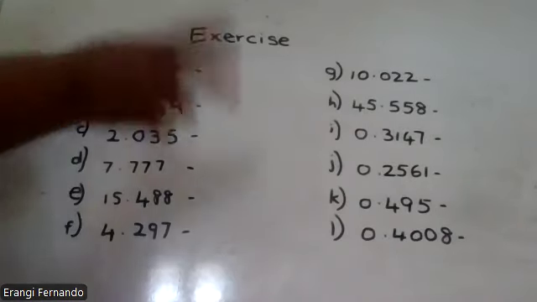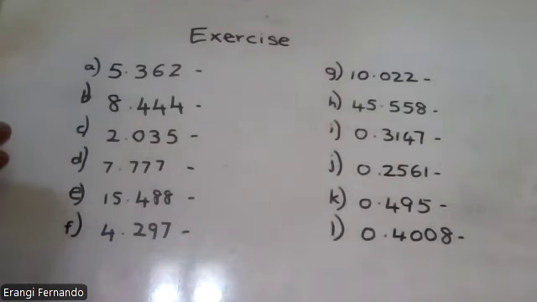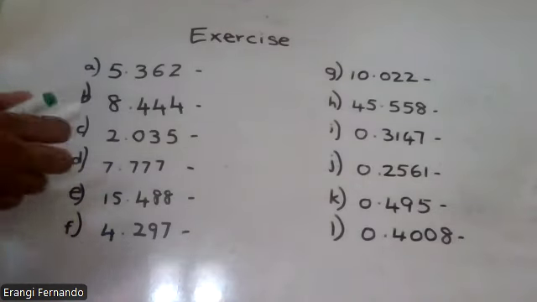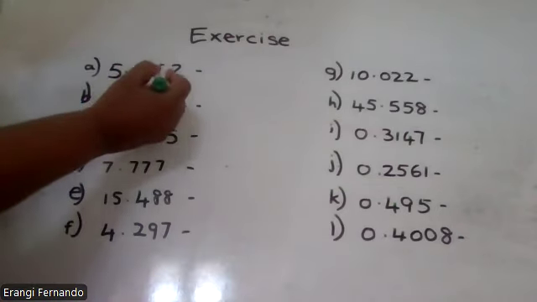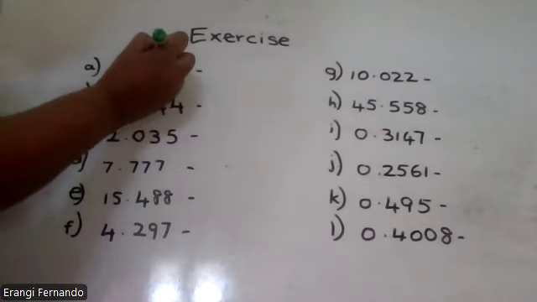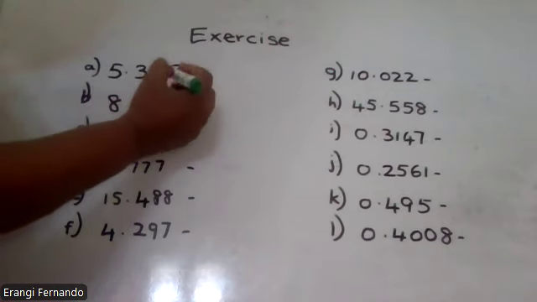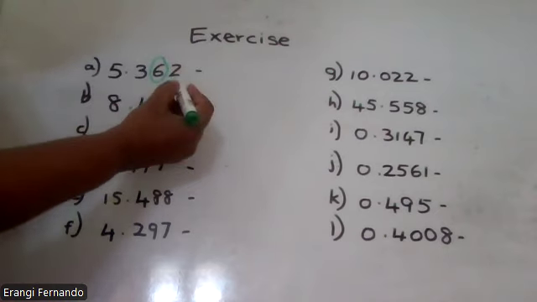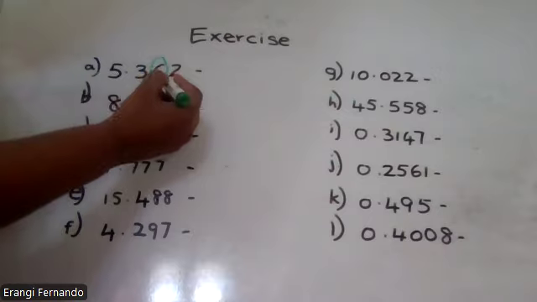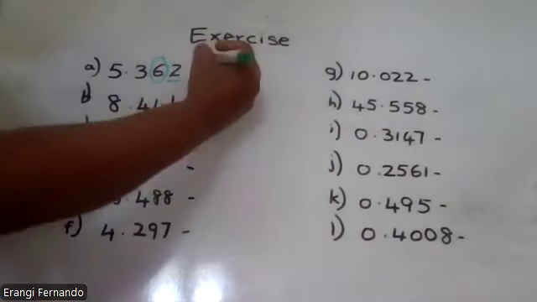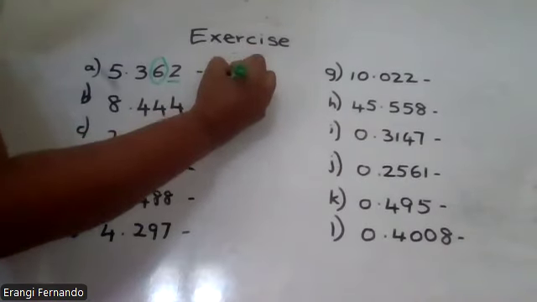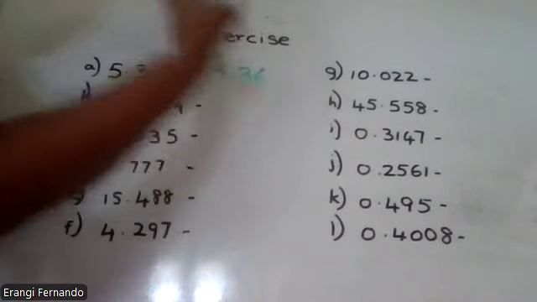Okay, so let's round off these numbers to the second decimal place. Right, the first one, 5.362. The second decimal place is 6. You have to consider the next-door value 2. If the number is less than 5, when you round off, we write the number as it is. Then 5.36.